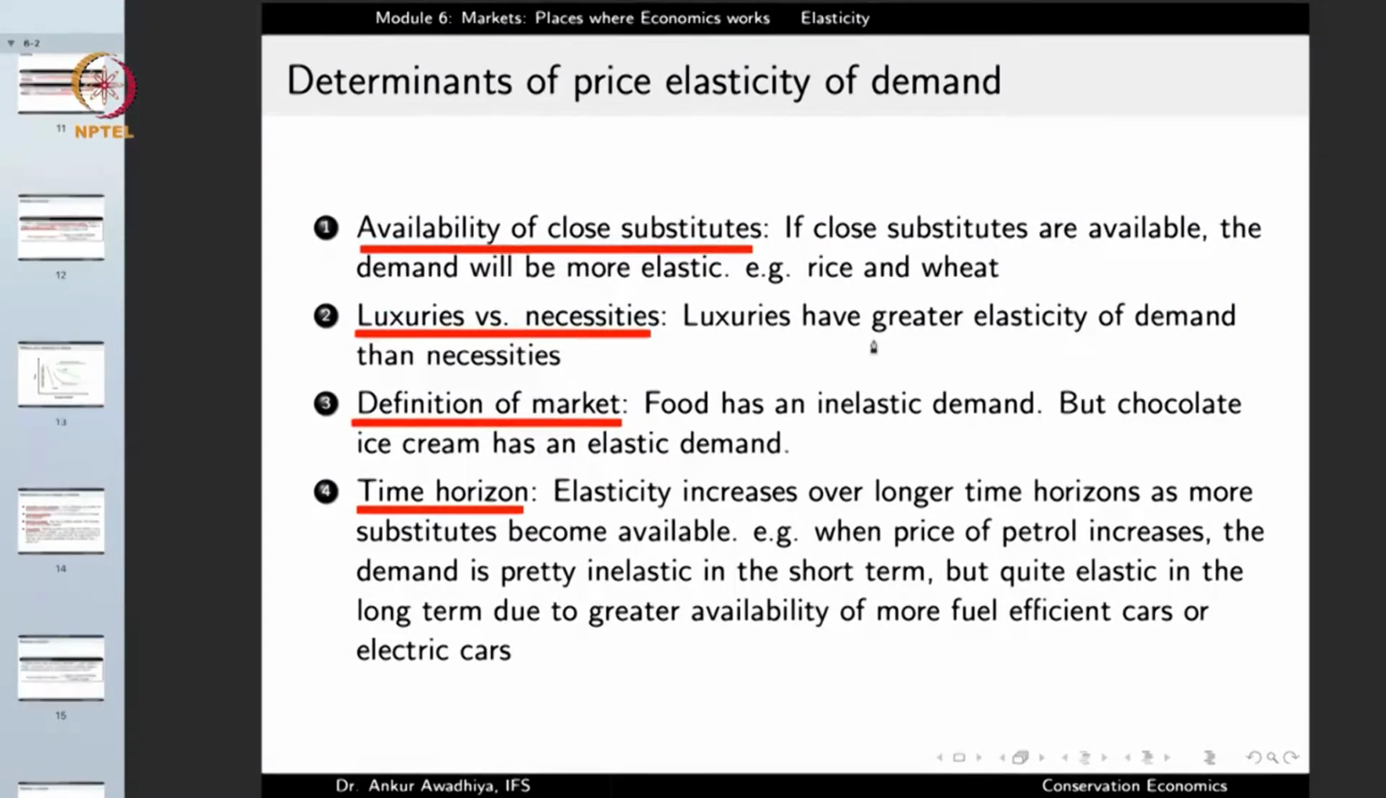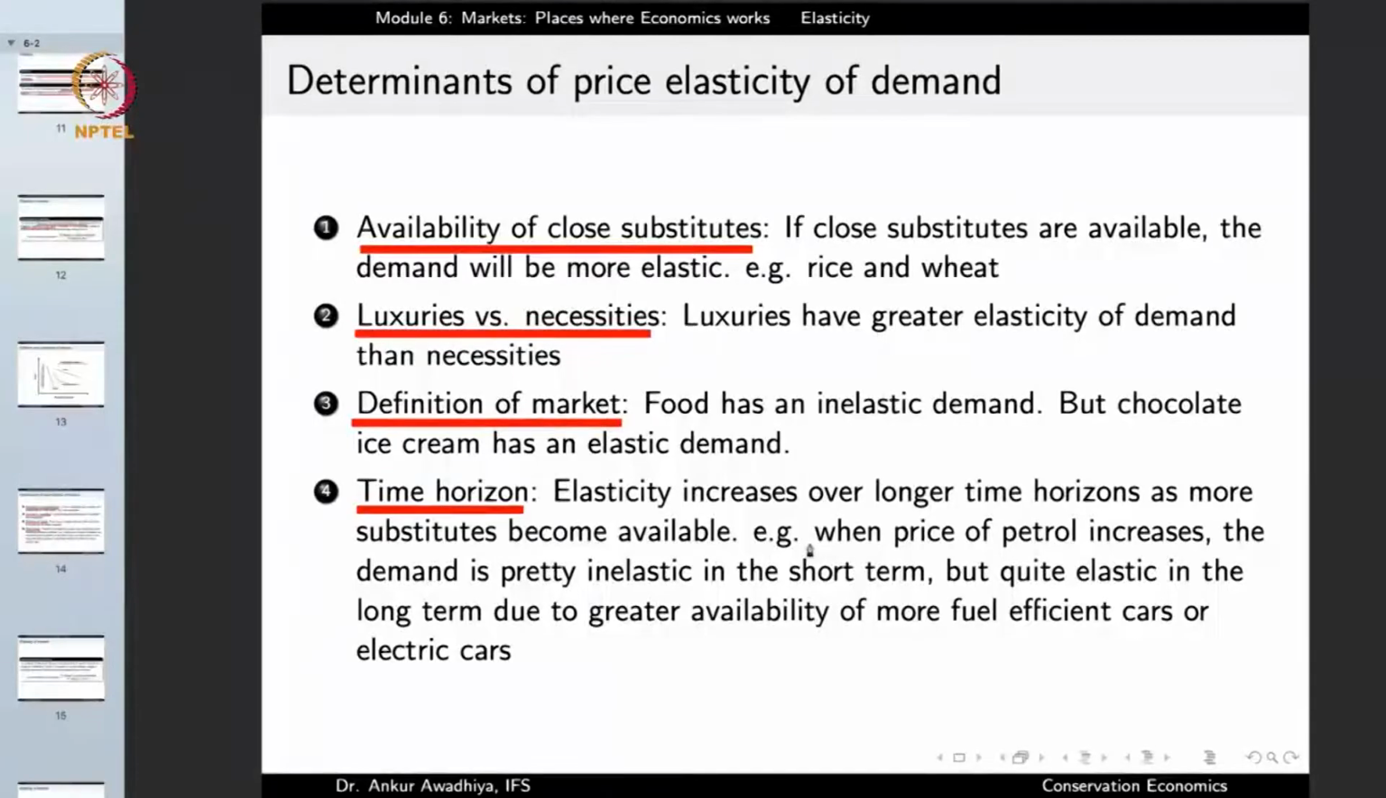Now, the question is, how soon will you have these close substitutes? In a short term, it is possible that you will not have access to the closer substitutes because they either do not exist or because they are not available in your market. But on a longer time horizon, people will come up with new inventions or people will bring closer substitutes from other markets because the price of something has changed in your market. So elasticity increases over longer time horizons as more substitutes become available.